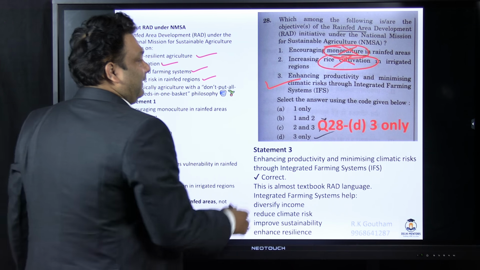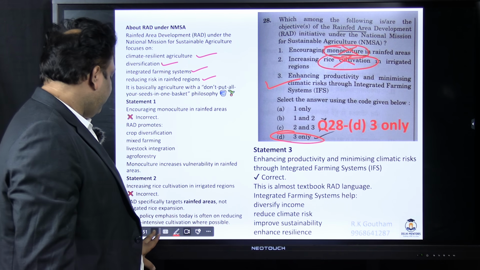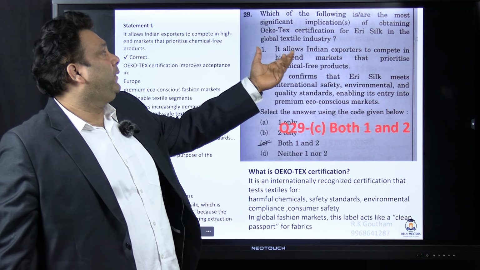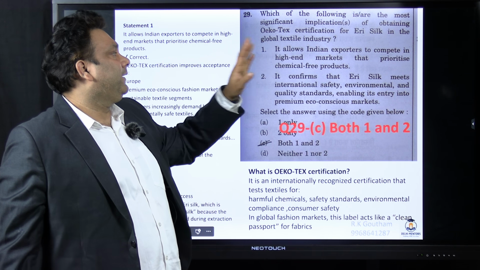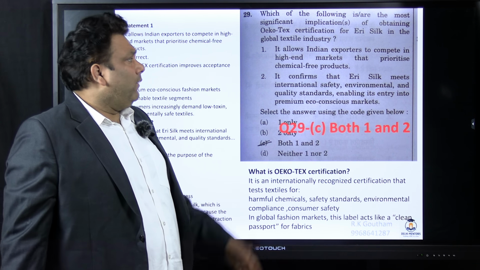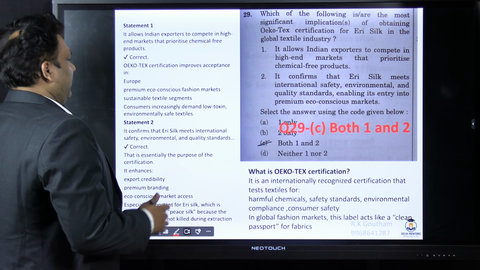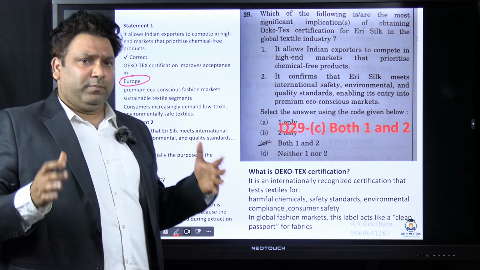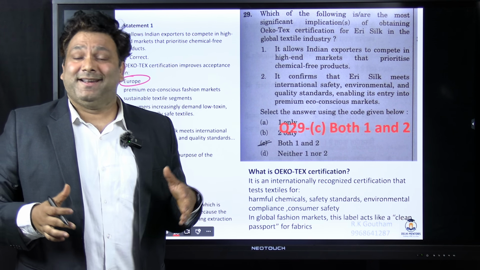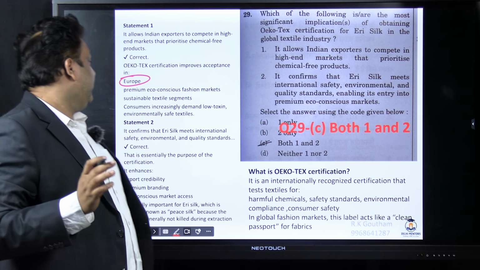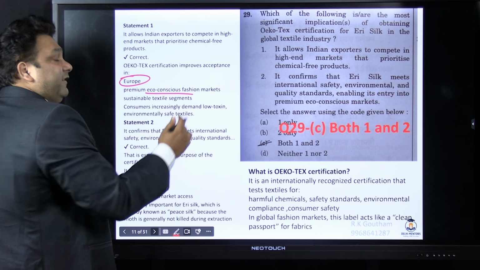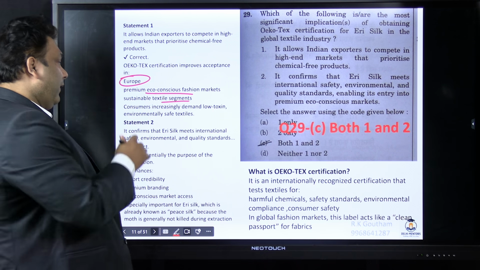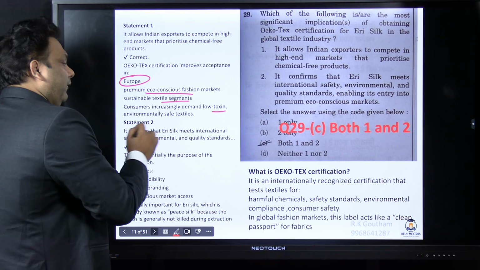So the answer here is 3 only. So next one, which of the following has significant implications of obtaining OEKO-TEX certification? Now, this kind of certification is used especially for Europe. Europe is very particular in terms of the use of pesticides and chemicals. It is very eco-friendly, so eco-conscious fashion will be encouraging sustainable textiles.